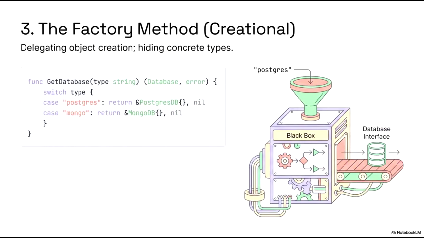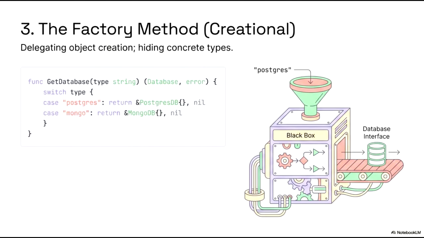The factory method is a creational design pattern that focuses on delegating the responsibility of object instantiation. Its primary objective is to hide the complexities of concrete types from the client, allowing for a more modular and decoupled architecture. Looking at the code example provided, we see a function called getDatabase that accepts a string identifier. Depending on this input, it returns a pointer to either a Postgres or Mongo database implementation. Both of these implementations satisfy a common database interface.